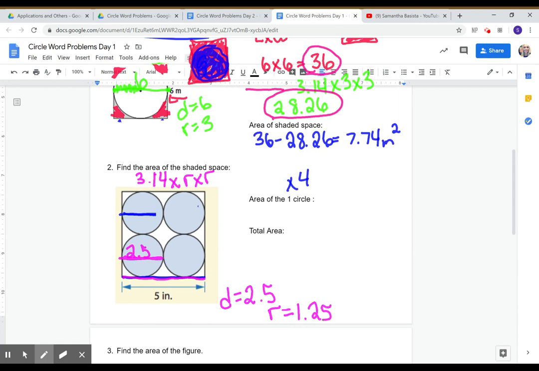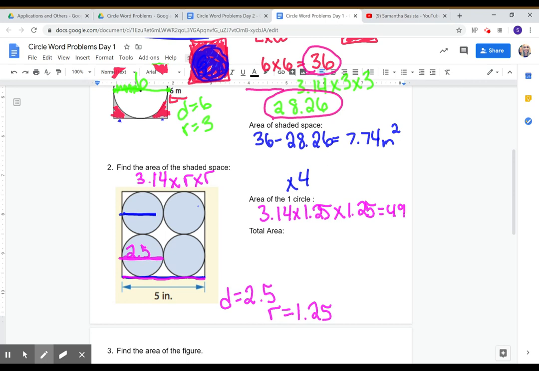Okay, so if I find the area of one of these circles, I can then multiply it by 4 because I have 4 of them. So let's do that. 3.14 times 1.25 times 1.25. Okay, when I do that, I get 4.9.